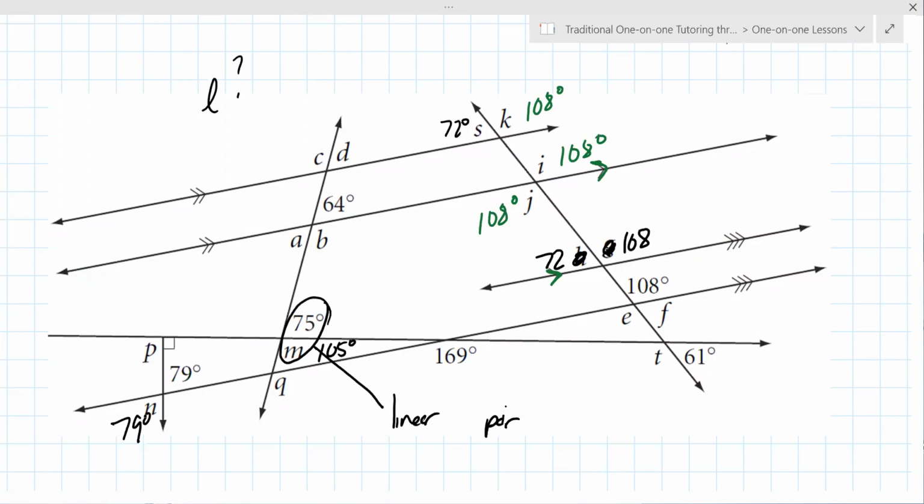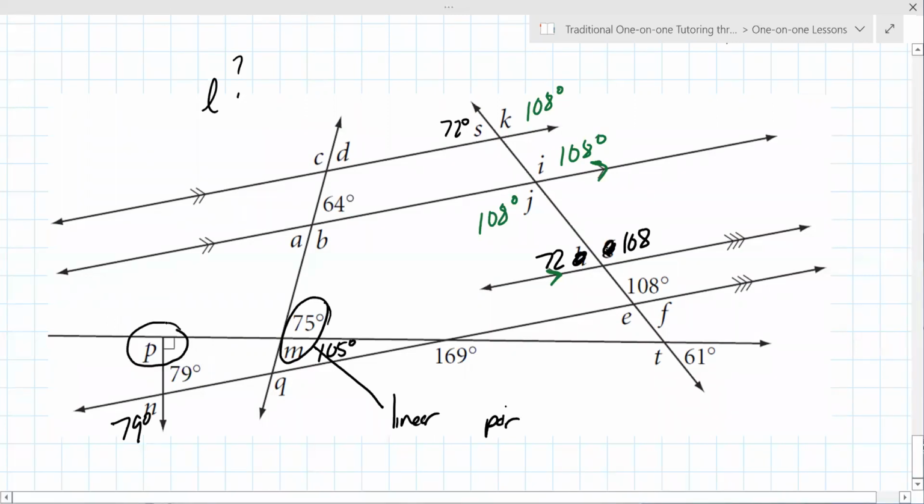M, N, L, O, P, but it doesn't look like they have that either. So should I just go on to P? P sounds good. I do have a question for P. I want to say linear pair, but there's a 90-degree angle. That's okay. So then would I just say it's 90 degrees? Yes, P is 90 degrees.